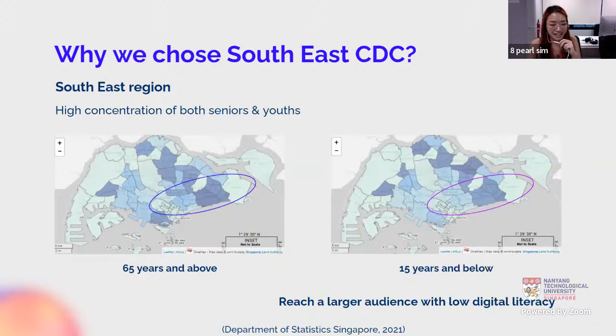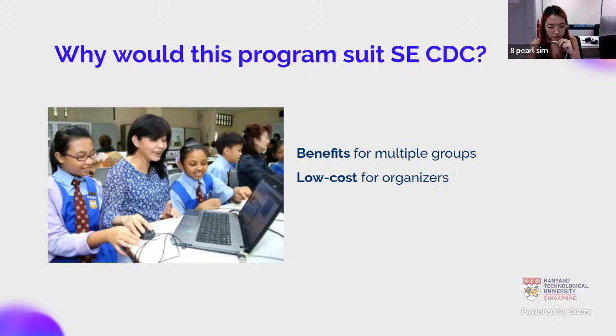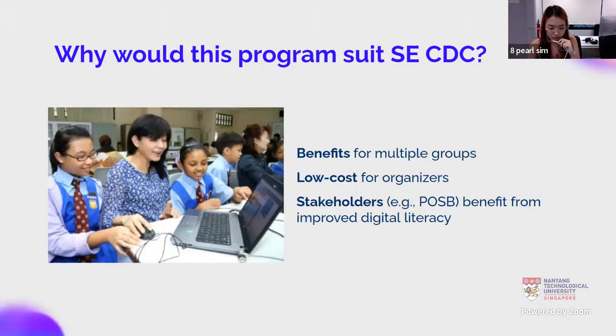Next, why would the InterGen Bootcamp suit the Southeast CDC? Firstly, it's a unique and innovative solution that benefits multiple groups of their population and is held in an engaging and motivating manner compared to a typical IT training session. Secondly, the costs to run the program are low as instructors are volunteers, and there's little cost to book the venue to conduct lessons as it's hosted in schools around the area. Finally, stakeholders like POSB and libraries can benefit from the improved digital literacy skills as seniors are able to catch up with the proliferation of digitalizing businesses and services in the region, making sure that no one gets left behind.